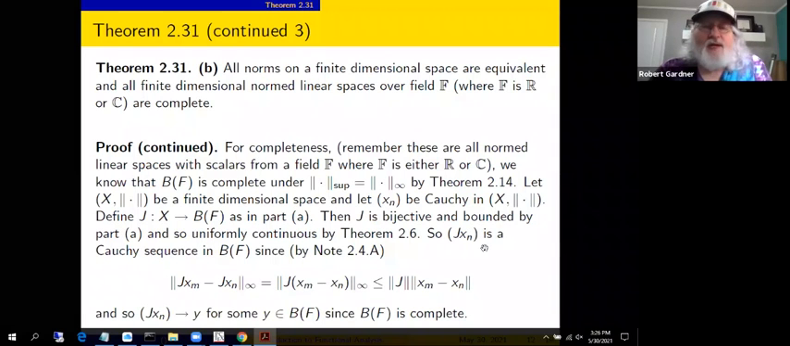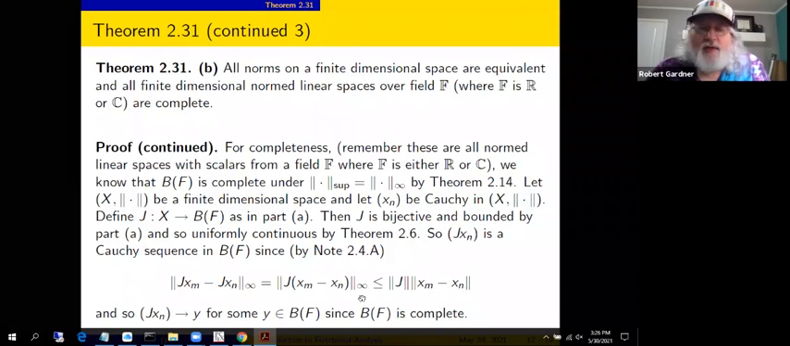So the sequence J of X sub n we're claiming is a Cauchy sequence in B of F, because if we take J of X sub m minus J of X sub n with respect to the sup norm, a sequence in B of F, linearity gives us J of the vector difference, X sub m minus X sub n, with respect to the sup norm. Note 2.4.a, again, tells us that's less than or equal to the norm of the transformation times the norm of the vectors. We've got three different norms here, a little less clear.